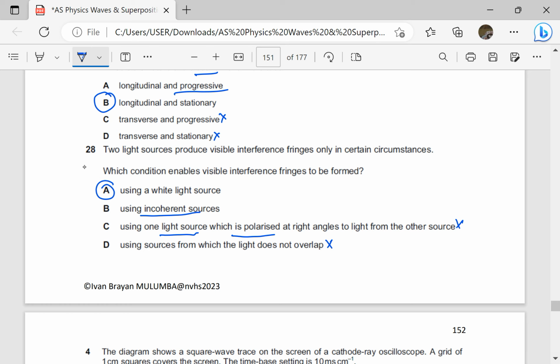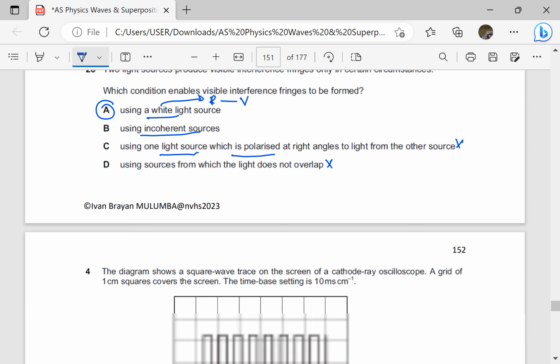Using white light source, because white has the wavelengths from red up to violet, which are visible to the human eye. So that means using a white light source would enable visible interference fringes to be formed.